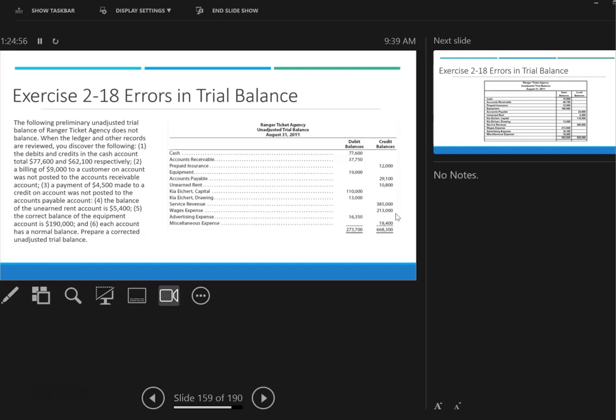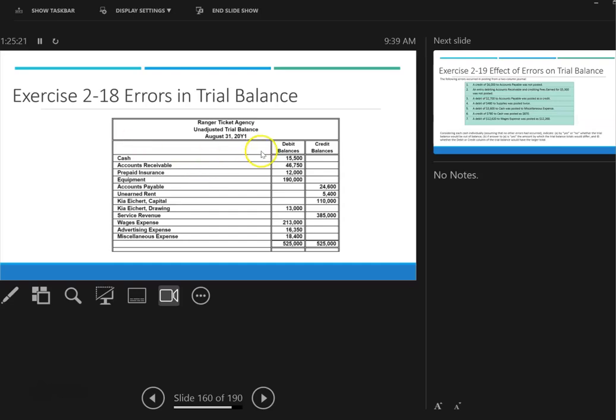The debits and credits in the cash account total $77,600 and $62,100 respectively. Well, it looks like what happened here with cash is they put in the 77.6, but they didn't show the credits of 62.1. You see what I'm saying? They're telling you they left out the credits. So shouldn't the new cash account only be 15.5? Because they left out the credits.